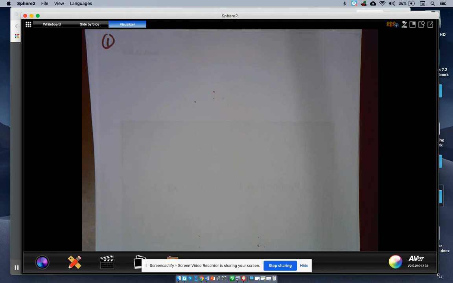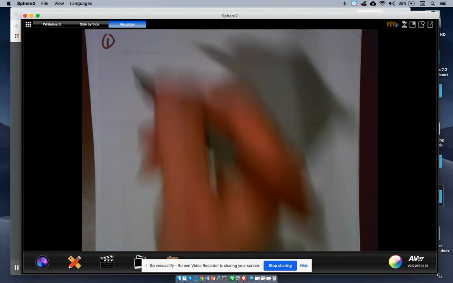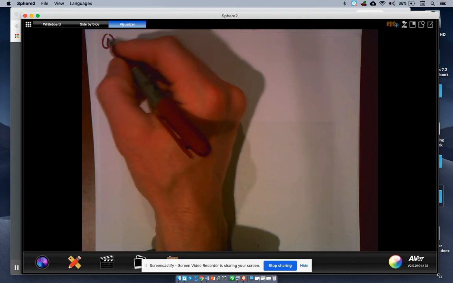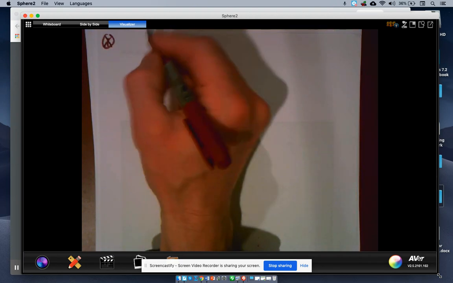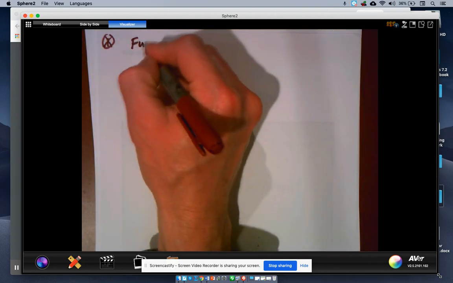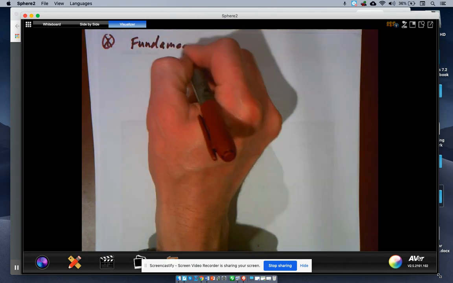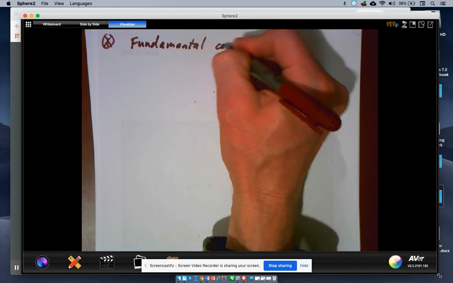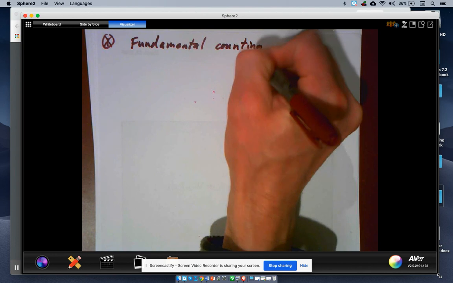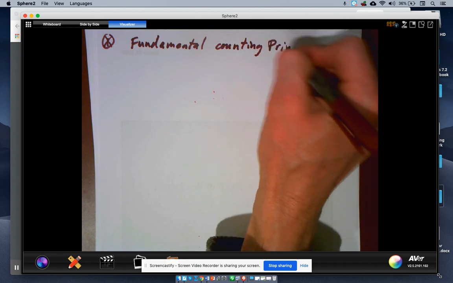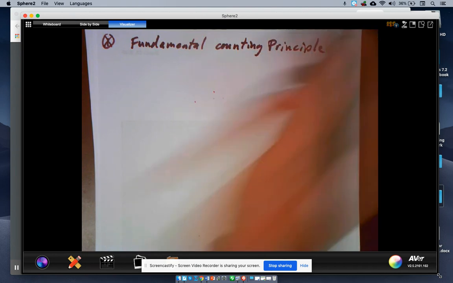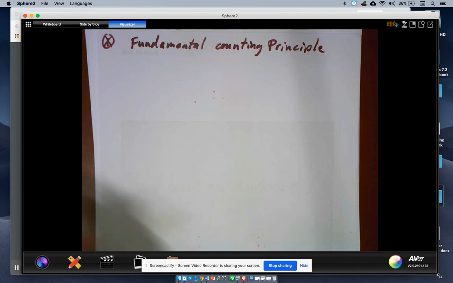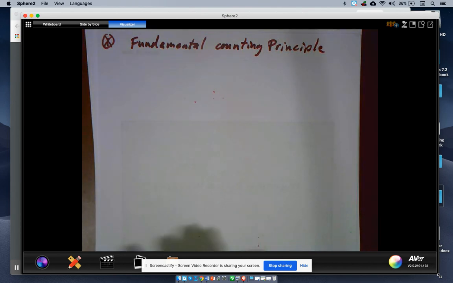I've got 4 problems to talk to you about, I think. The first problem is, well, actually, why don't we title it? So today is the fundamental counting principle. All right, so what is the fundamental counting principle? How am I going to use the fundamental counting principle to solve some problems? That's what we're going to do today.